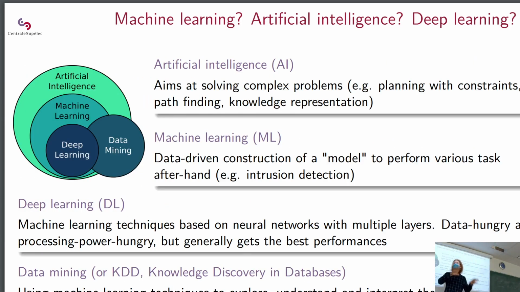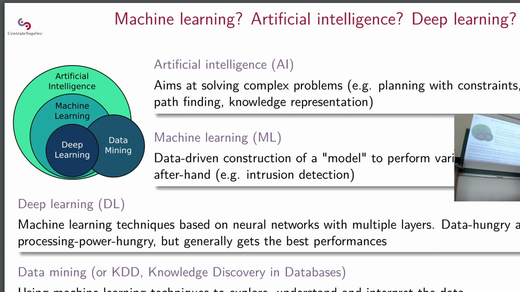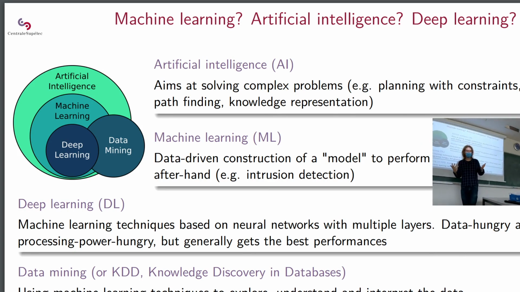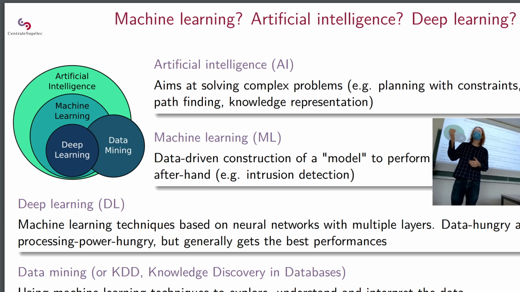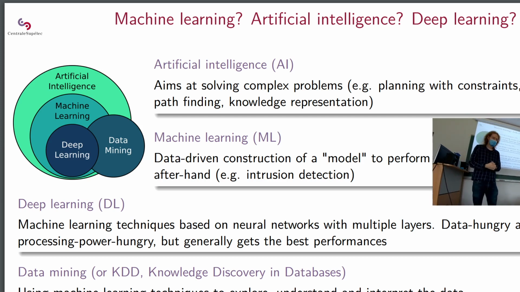And finally, a connected domain called data mining uses machine learning techniques to explore, understand, and interpret the data. So, what is the difference between machine learning and data mining? The goal of machine learning is to create a model that will do a task, for example, detect an intrusion. So it's really creating a thing that will do a task afterwards. In data mining, the goal is to extract knowledge from data. For example, I want to understand why an accident happened, or I want to know what the communities are in this graph of relations, and so on. So the output of data mining is knowledge, while the output of machine learning is a tool to perform a task.